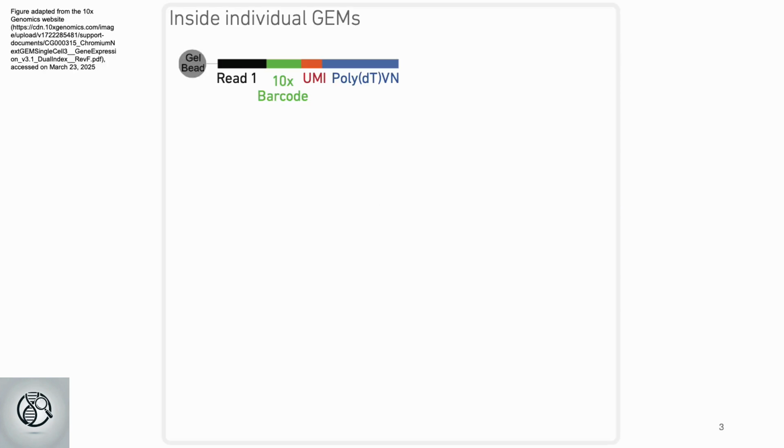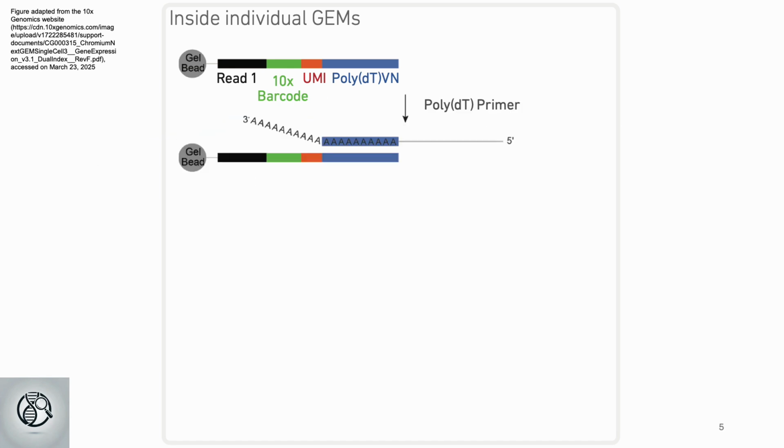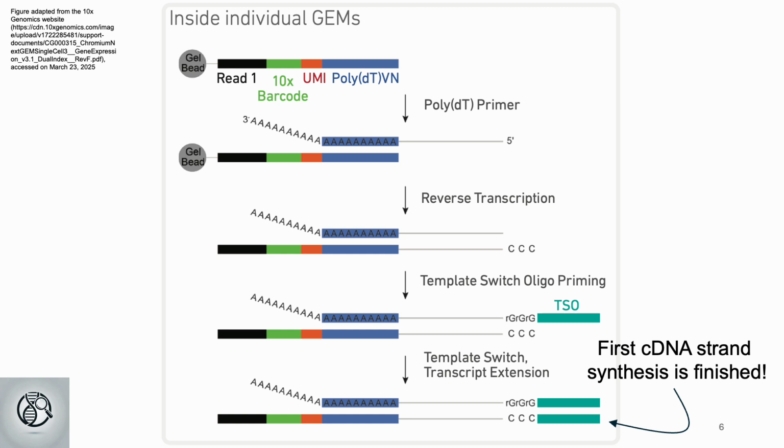Inside a gem, there is a gel bead and mRNA molecules released from a cell or nucleus after lysis. To keep things simple, let's focus on the cDNA synthesis of a single mRNA molecule. Here's the sequence structure found on a gel bead. The mRNA molecule of interest binds to the poly-T sequence like this.